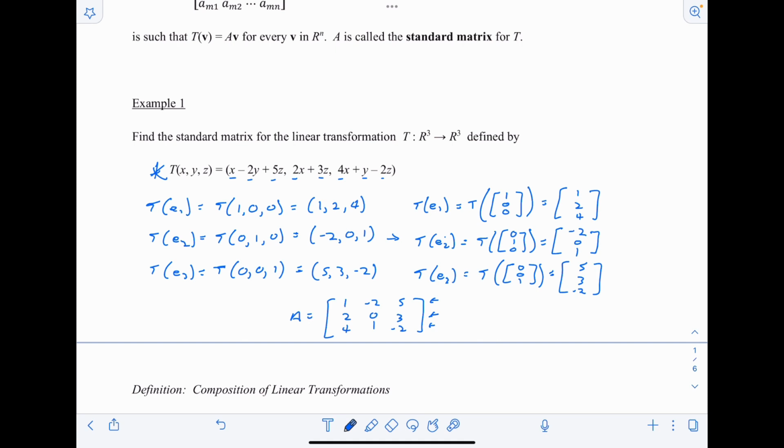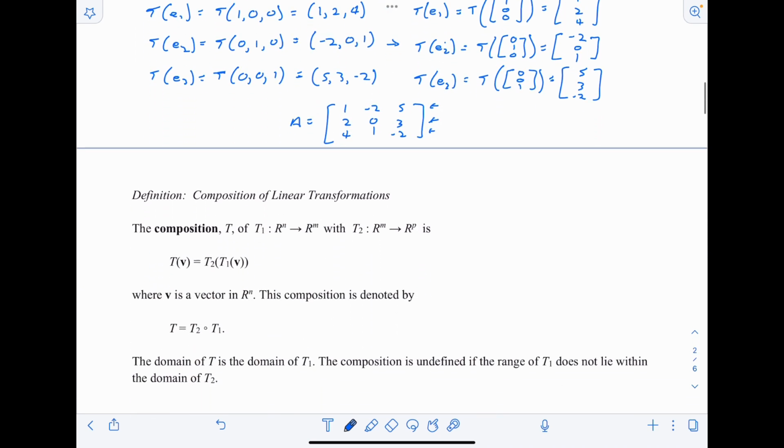Can I just take those coefficients and create the matrix A using that? And the answer is absolutely yes. It is really that simple. That's how we create A, is really just creating that coefficient matrix using those coefficients of x, y, and z in this case.